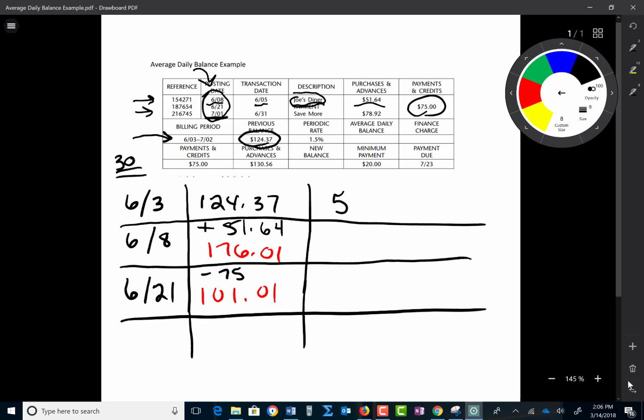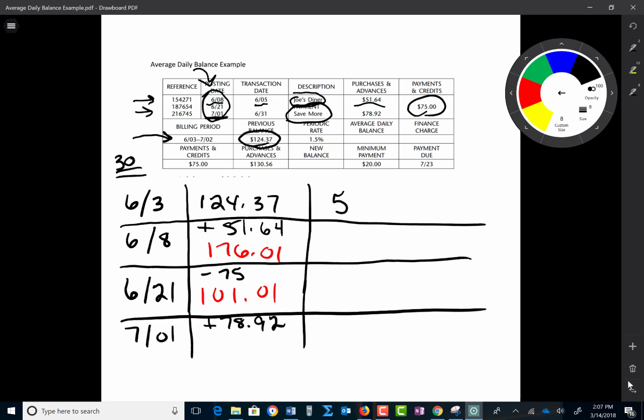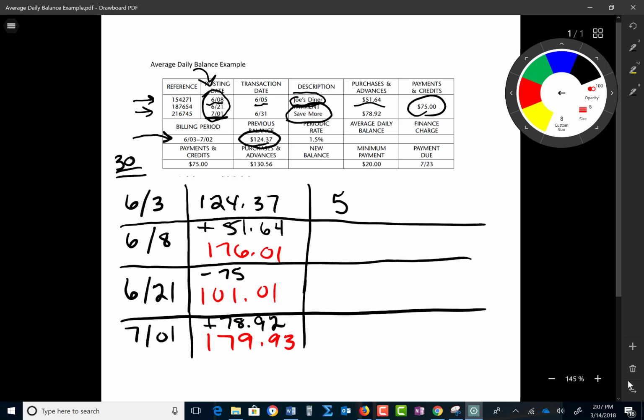this is detailed, on the 1st of the next month, I actually, let's see what happened. I made a purchase at Save More for $78.92. So I'm going to be adding to my credit card balance again. So $101.01 plus $78.92 means that now I owe $179.93. So that's what I owe right now. That's the last transaction of the month.